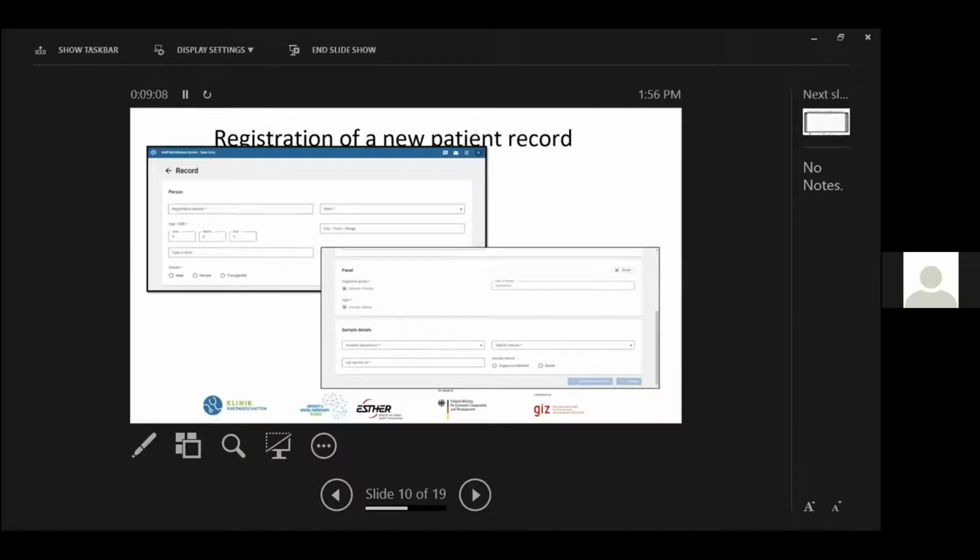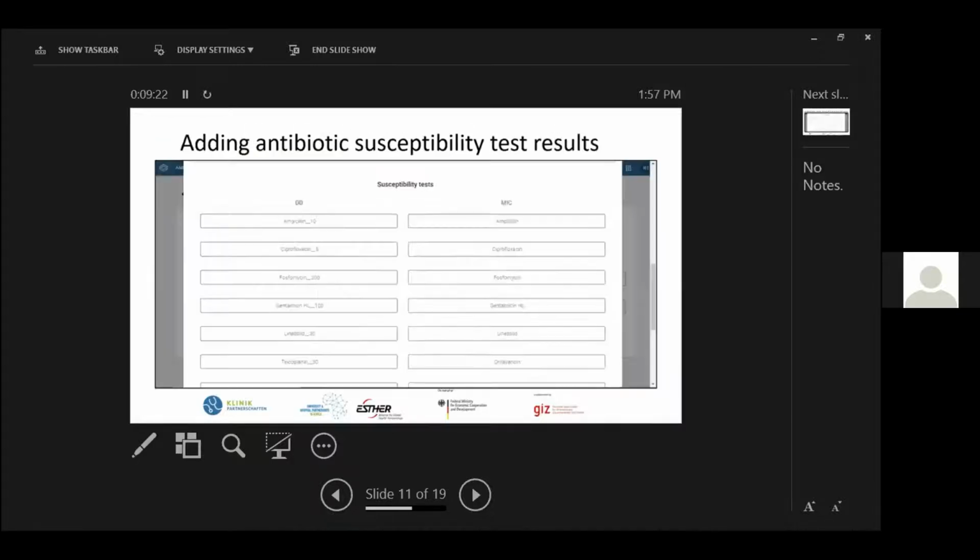Then this is the first part where we put the demographic data, and then we also have the laboratory platform where you put the type of specimen, the type of test performed, and whether there is growth or not. So when the result is in, if there is growth, you can put the susceptibility pattern, either using the disk diffusion or the minimum inhibition concentration for each antibiotic. So in most African settings, we only use the disk diffusion now.